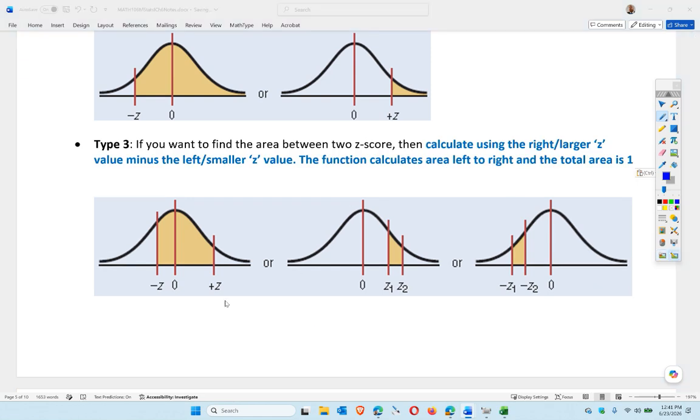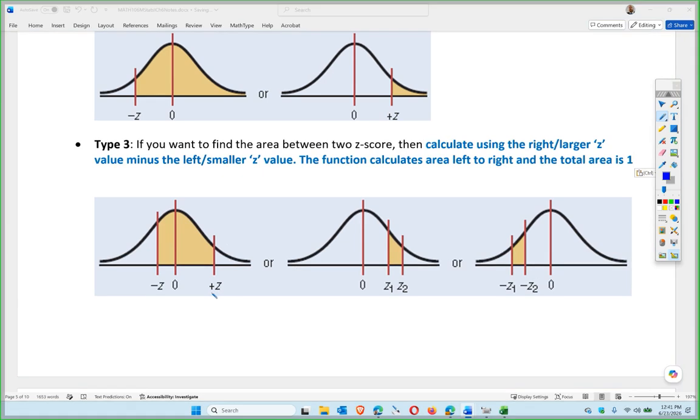So this is the area, or the z value, that's on the right, you know what I'm saying, or the larger value, the one that's on the right versus the smaller or left one, depending on how you want to say it, basically. Okay, so just subtract the left from the right, the smaller from the larger as far as the calculation, and that's what you'll get essentially.